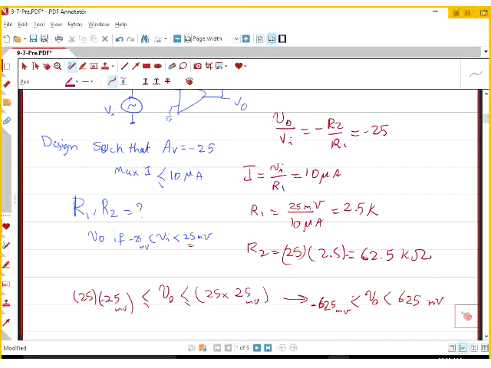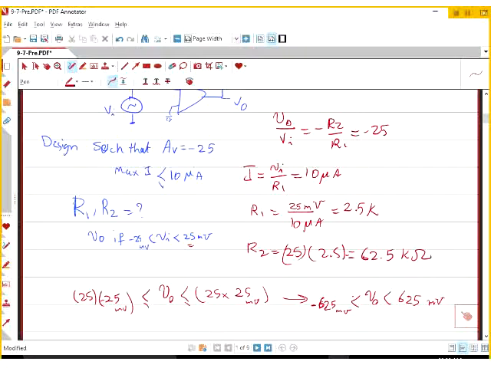So in this example, the only thing that limits us from picking any number for R1 and R2 was the maximum current drawn from the source, right? What are the other limitations? Sometimes I'm asking you, I want the input resistance to not be less than that number. That's another limitation.